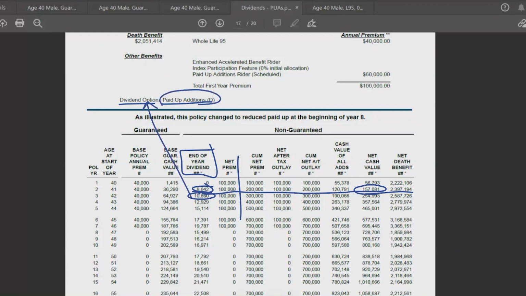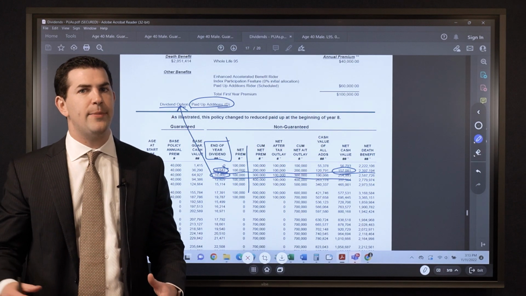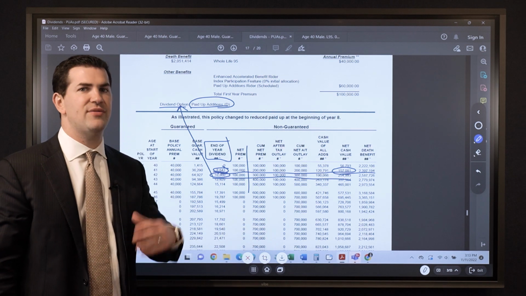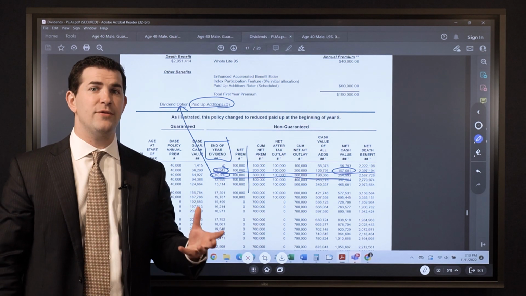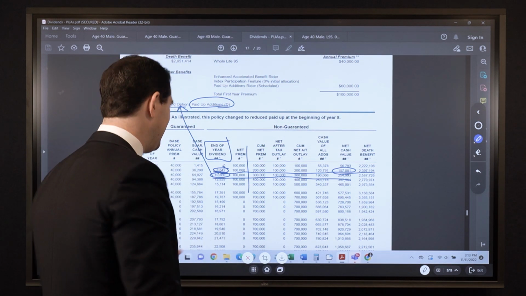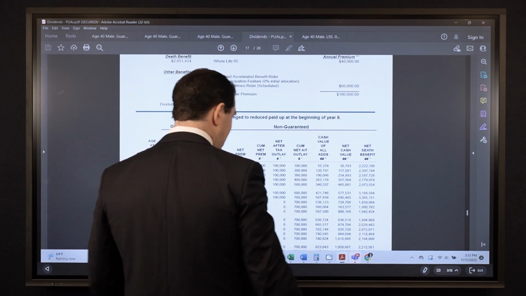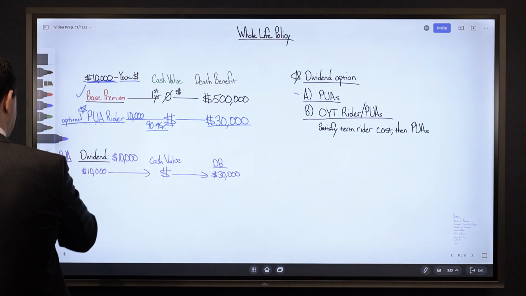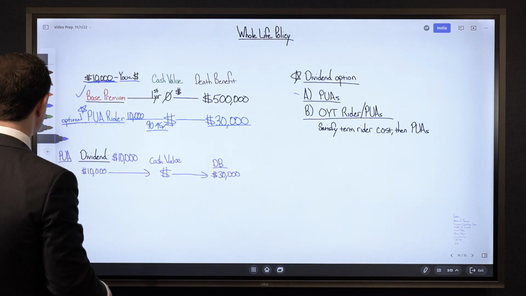So what's happening is these dividends are getting kicked back into cash value, and they're purchasing me paid up additional life insurance as well. So I'm just having everything go back into cash value, continues to grow tax deferred, and I can access tax free if I do not trigger a taxable event. So that's option A, dividend option, PUAs. Option B, let's take a look at this.